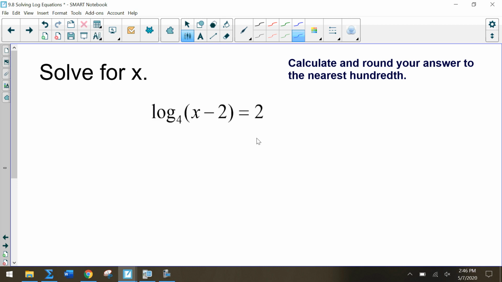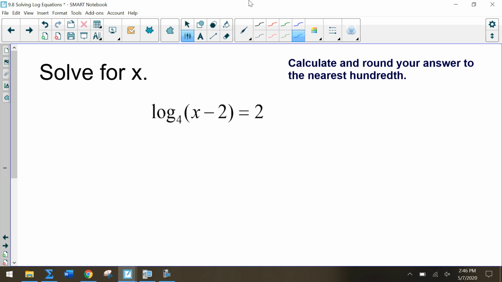Okay, let's go to the next example. So what form is this written in? I'm going to give you a hint. If you see the word log in the original equation, it is in log form. So we have a log base 4 of x minus 2 equals 2. And the variable that we're trying to solve for is in that logarithm.